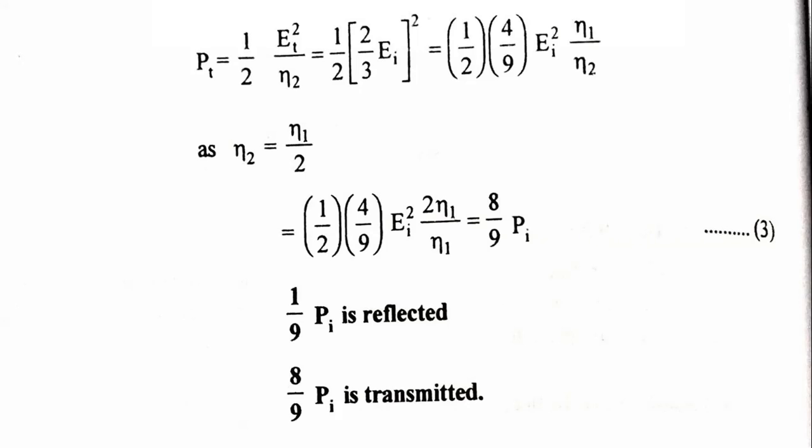Okay, and how did we get this eta 1 and eta 2? How can you get this eta 1? Eta 2 is here, so you can substitute the value of eta 2, which is nothing but eta 1 by 2. So again that 2 will go up, eta 1 will cancel out, this 2 will go in the numerator, and in this way you will get 8 by 9 pi. So 1 by 9 pi is reflected, 8 by 9 pi is transmitted.